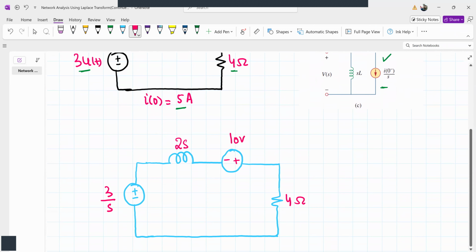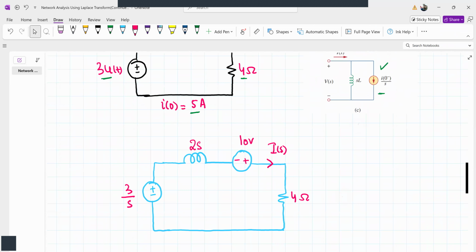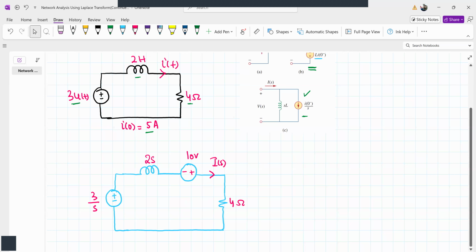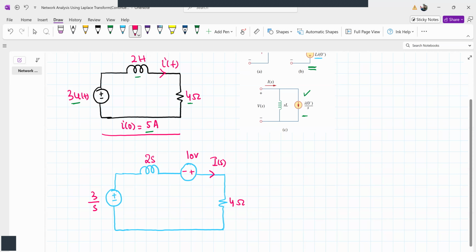And this i of t will be replaced by I of s. So this is the equivalent model of the circuit. We have replaced the voltage source by 3 by s, the 2 Henry inductor by two elements connected in series, 2s and a voltage source, because there is some initial current stored in the inductor, and the 4 ohm resistor we have simply written as 4.